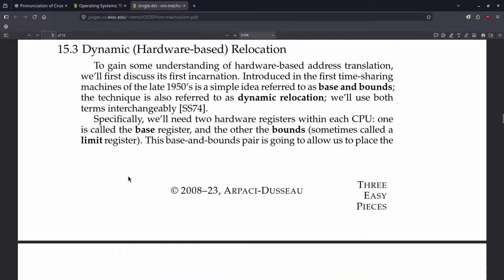Dynamic hardware-based relocation. To gain some understanding of hardware-based address translation, we'll first discuss its first incarnation. Introduced in the first time-sharing machines of the late 1950s is a simple idea referred to as base and bounds. The technique is also referred to as dynamic relocation. We'll use both terms interchangeably.